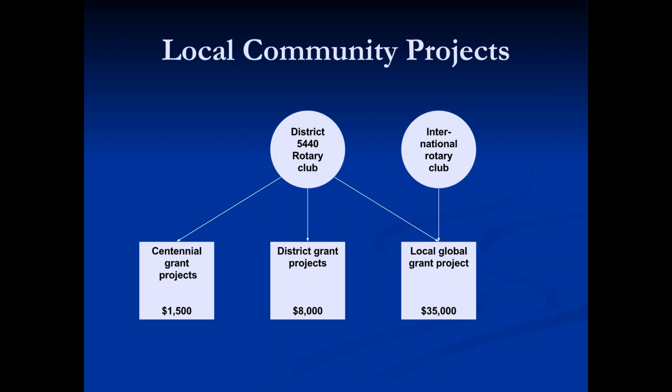Let's look at the local community projects that are available. This year we're going to continue with the Centennial grants that we had started, and those are $1,500 projects, $1,000 from the district and $500 from the clubs. The second type of grant we're going to have are district grants, and those are up to $8,000 with $4,000 coming from the district and $4,000 from the club.